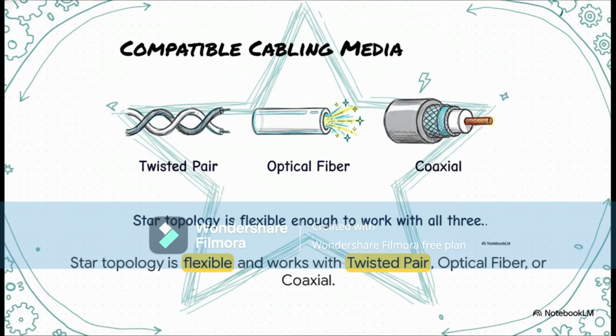And you know what's pretty cool? The whole setup is super flexible when it comes to cables. A star topology isn't fussy at all. It can use those standard twisted pair cables you probably have at school, or blazing fast optical fiber, or even the older coaxial kind. That ability to adapt is, you guessed it, another huge reason it's just so popular.